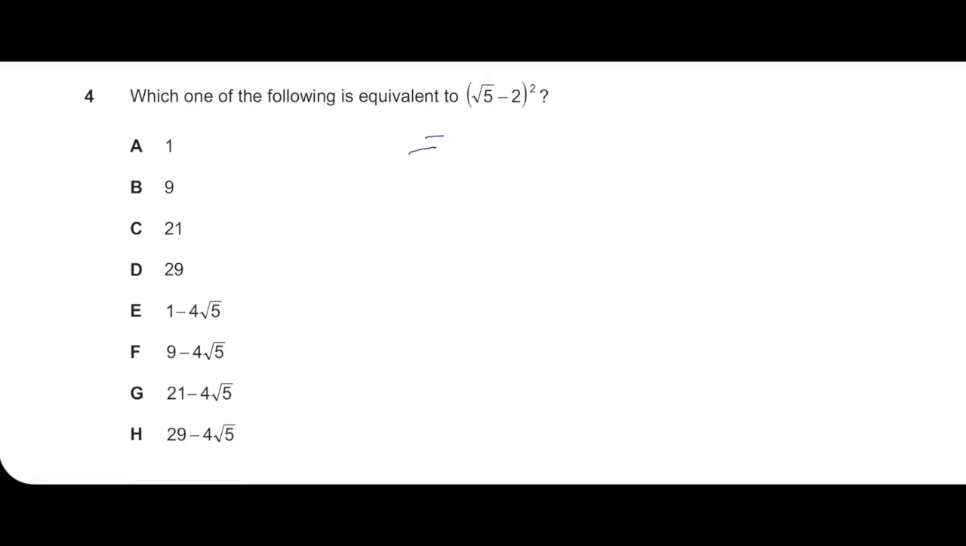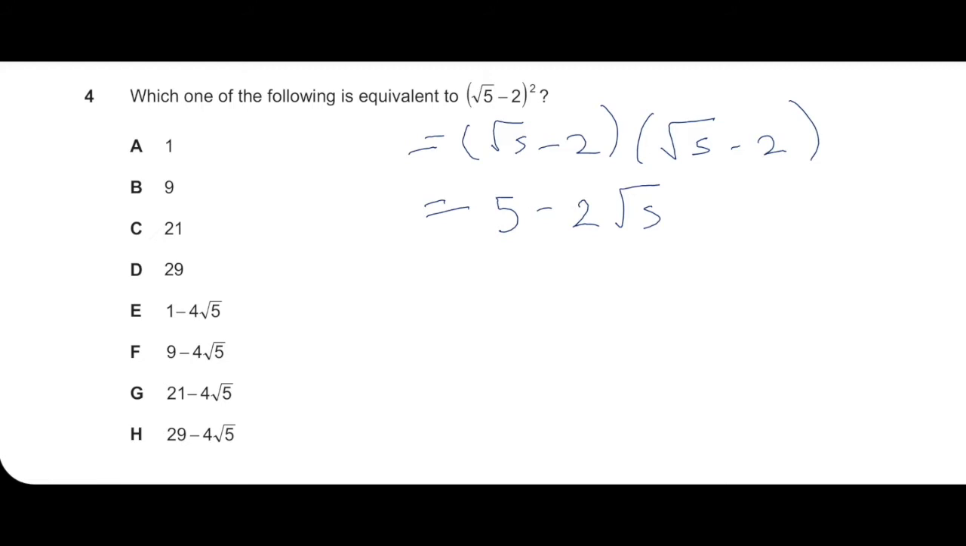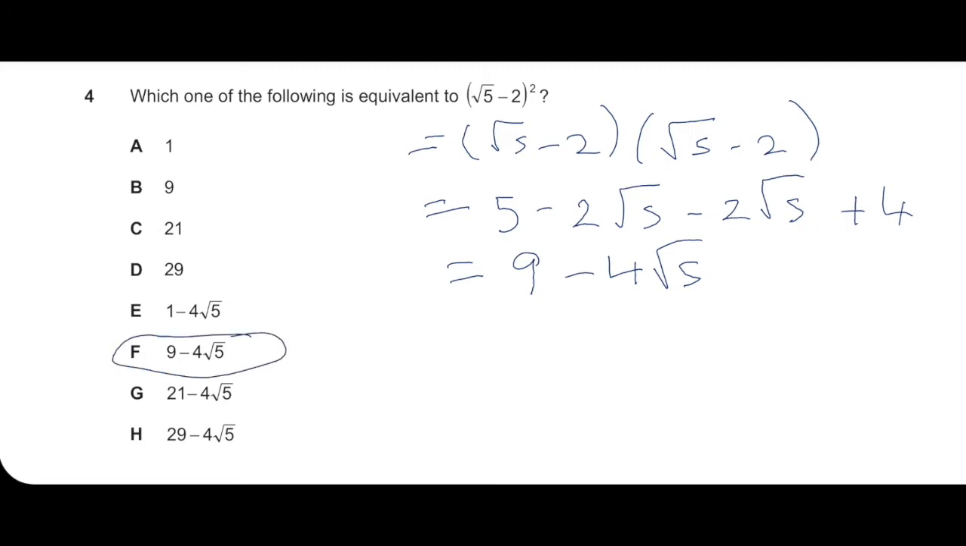The first step that I would do is expand the brackets. So that'll be (√5 − 2)(√5 − 2). Now I will actually remove the brackets and expand. So √5 × √5 = 5. √5 × −2 = −2√5. −2 × √5 = −2√5. And −2 × −2 = +4. So +4. And let's simplify that down. And that goes to 9 − 4√5. And therefore, the answer is F. And that is question number 4 completed.